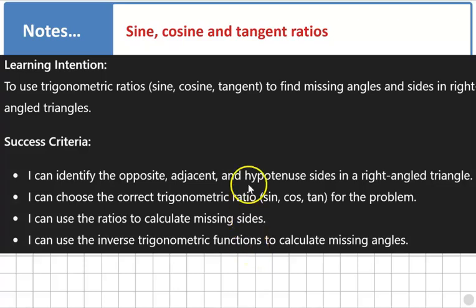It's important to note that you can only use the formula that I'm going to show you with right angle triangles. It's very, very important. It can only be used with right angle triangles, just like Pythagoras' theorem can only be used with right angle triangles.